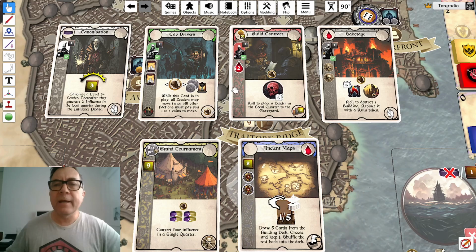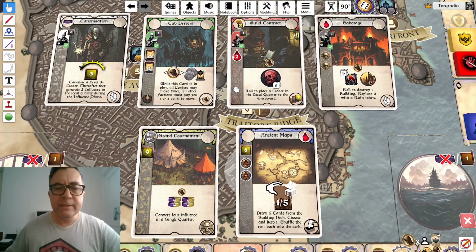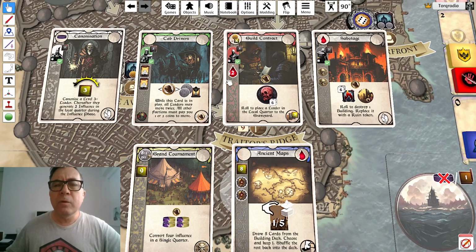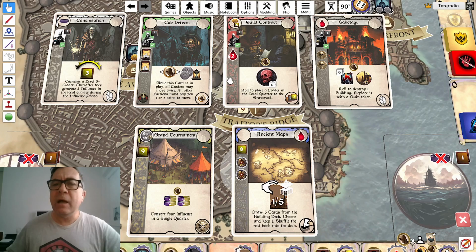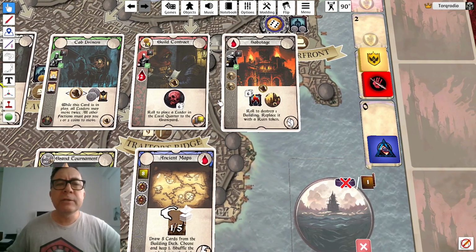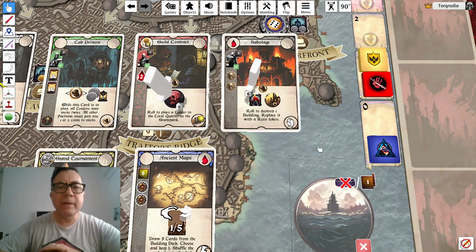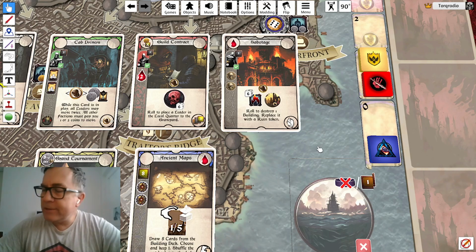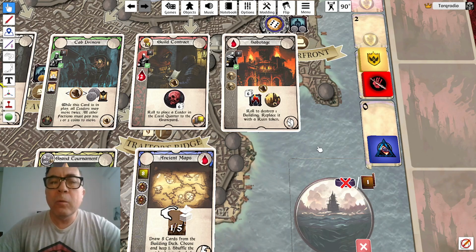Certain actions, like the canonization action, simply take place. They don't require any dice rolls. Other actions, such as the guild contract and the sabotage action, have a dice icon on the card, indicating that the action only succeeds on a die roll of 6 or more.